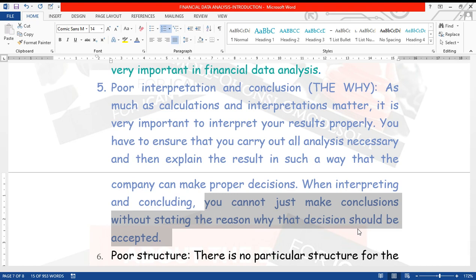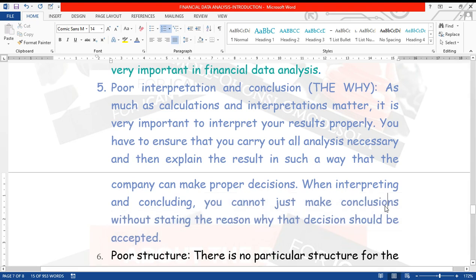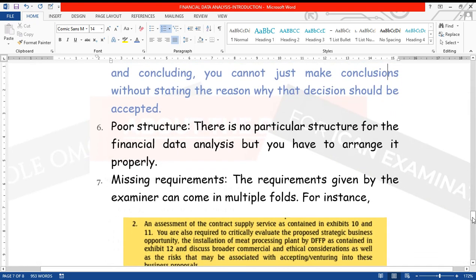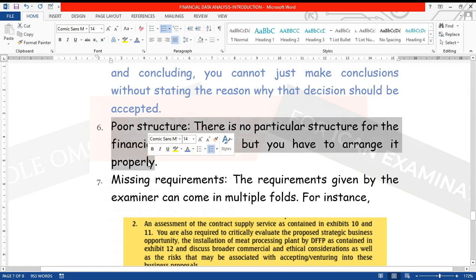So, poor interpretation and conclusion. Remember that you're doing a financial data analysis to help the company make a decision, so you have to ensure that that is achieved. Do you understand? The next one is poor structure. There is no particular structure for the financial data analysis, but you have to arrange this properly.